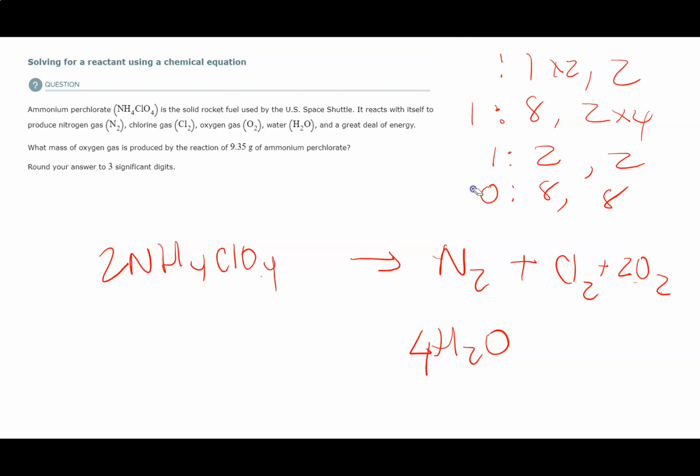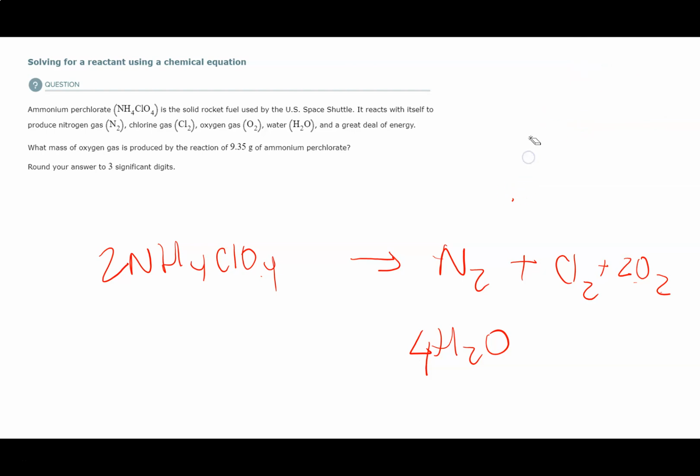So let's have a look at this now. We've got 2 ammonium perchlorates reacting to give 1 N2, 1 Cl2, 2 O2s, and 4 waters. And we can't get a smaller set of coefficients because we can't divide through by a common multiple. Now the question is asking what mass of oxygen gas is produced. So the answer that we want is going to be in grams of O2, given that we're beginning with 9.35 grams of ammonium perchlorate.